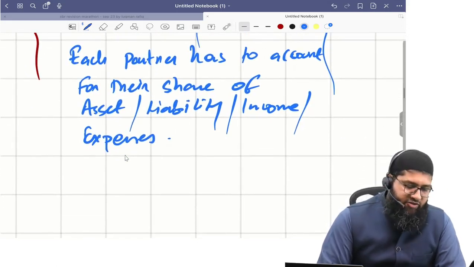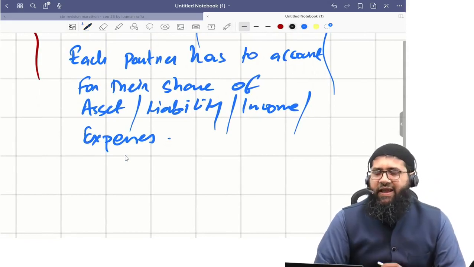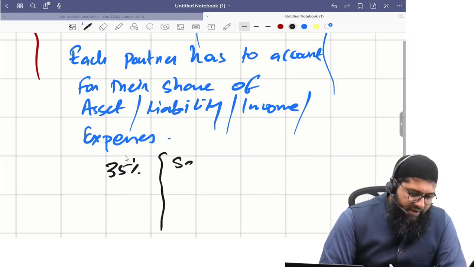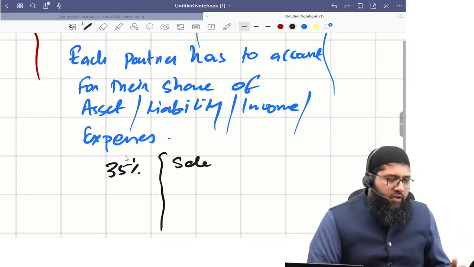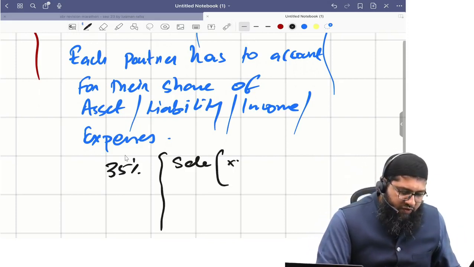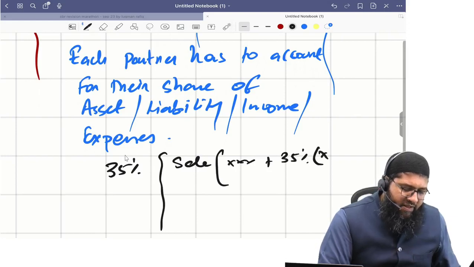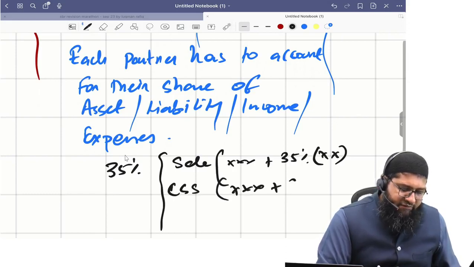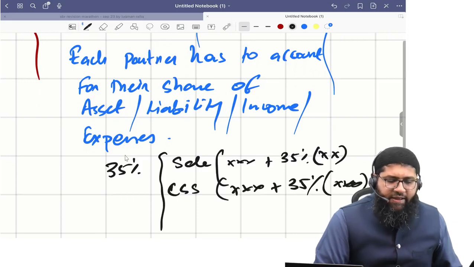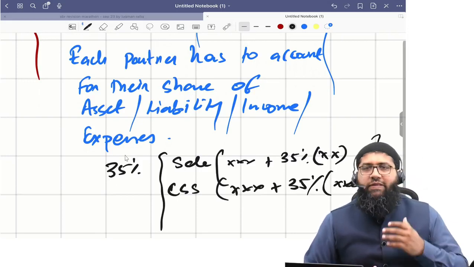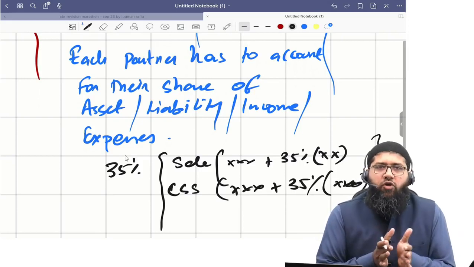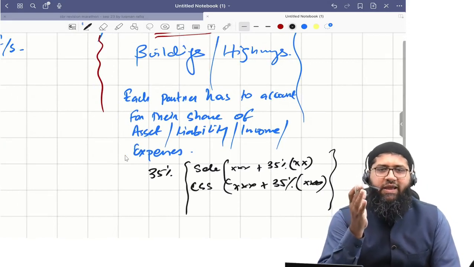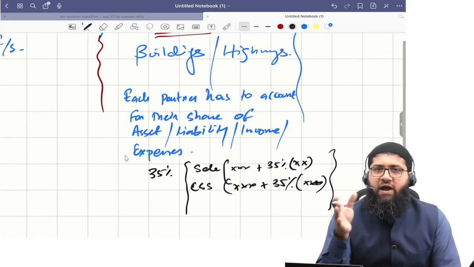So let's try to understand this thing. For example, if you have got, let's say, a 35% share of operations, when you're preparing your financial statements, in the sales you would say your own sales plus 35% multiplied by the sales of the other company. Your own cost of goods sold plus 35% of the other company's cost of goods sold, things like that. That is something that you would have to do. So you account for all of these in your financial statements, right? Every single item, asset, liability, income, expenses, has to be added up like this.